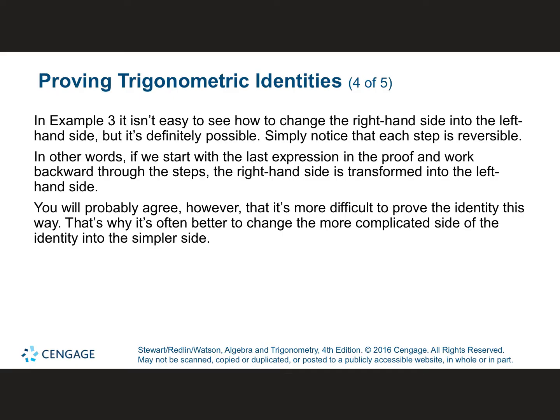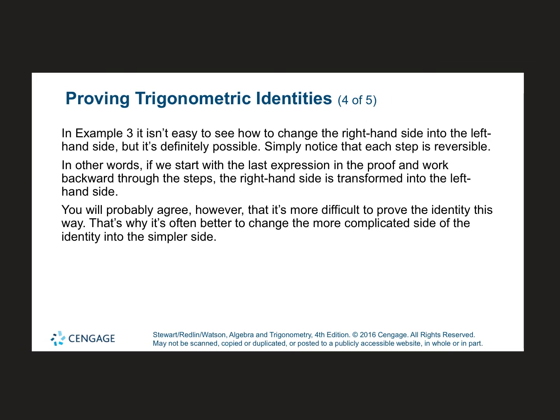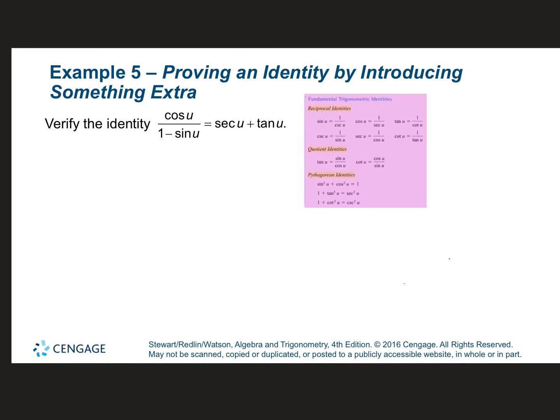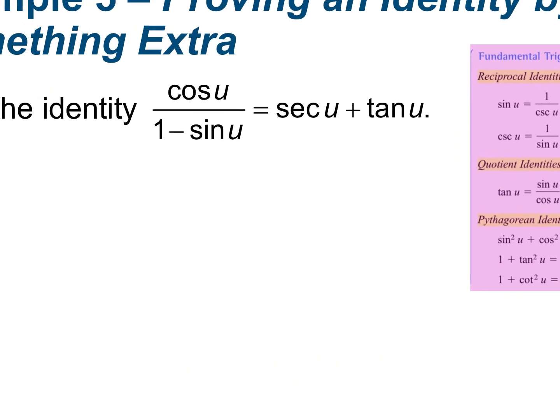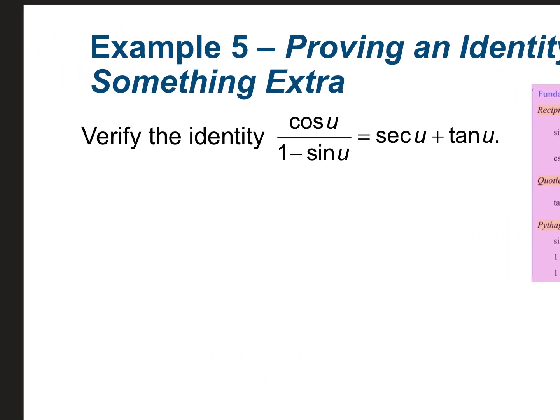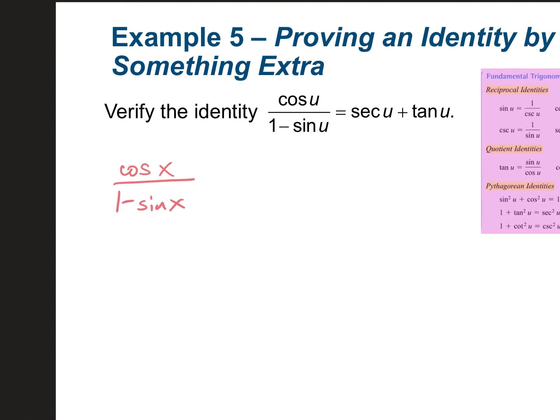Let's do another one. We'll do one more. Okay, here we go. All right, this is a more difficult problem. The other one just had one term on the right-hand side that said, hey, make the left side look like the right-hand side. We'll do this one, and then we'll be done. All right, so I'm going to rewrite this. I'm going to say cosine, we can use x, over 1 minus sine of x. If you want to leave it as u, leave it as u. It doesn't matter.